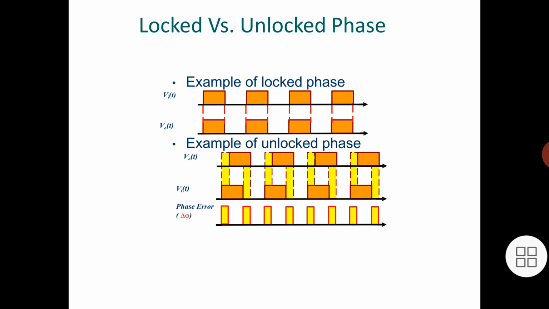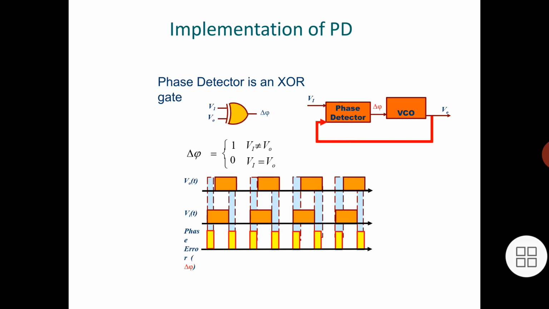Then what is the difference between locked phase and unlocked phase? If both the signals are in same phase, you can say it's a locked phase. And if there is any phase error, you can say it's an unlocked phase.